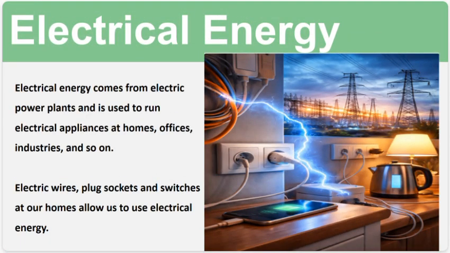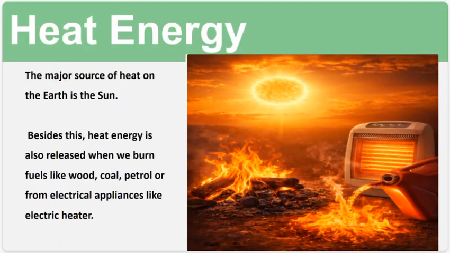Electrical energy comes from power plants and is used to run electrical appliances at homes, offices, and industries. Electric wires, plug sockets, and switches help us use electrical energy. The major source of heat on Earth is the sun. Heat energy is also released when we burn fuels like wood, coal, petrol, or use appliances like electric heaters.